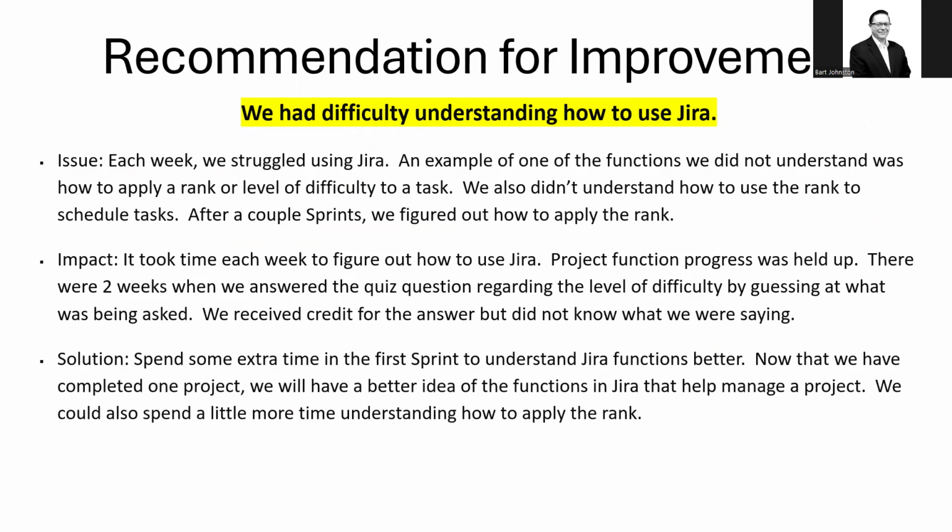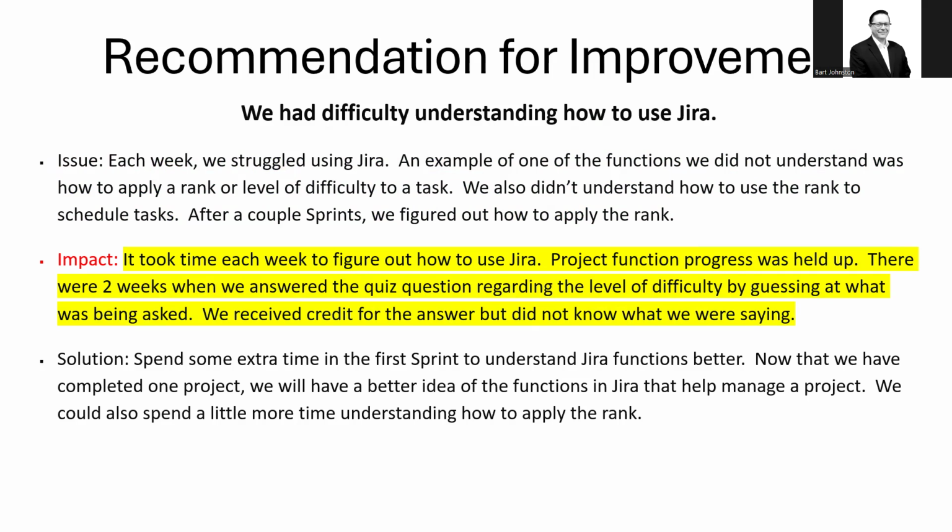Recommendations for improvement. We had a difficulty understanding how to use Jira. Each week we struggled. An example of one of the functions we did not understand was how to apply a rank or level of difficulty to a task. We also didn't understand how to use the rank to schedule tasks. After a couple of sprints, we figured out how to apply the rank. It took time each week to figure out how to use Jira. Project function progress was held up.